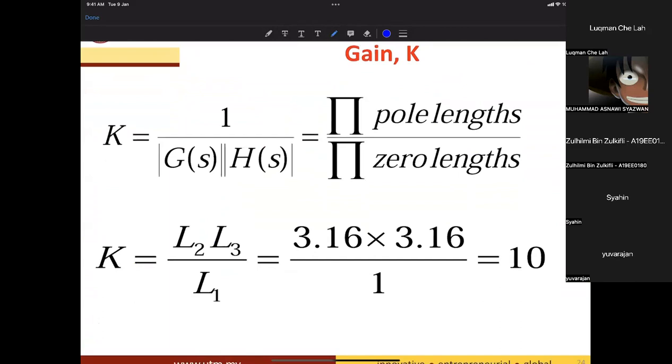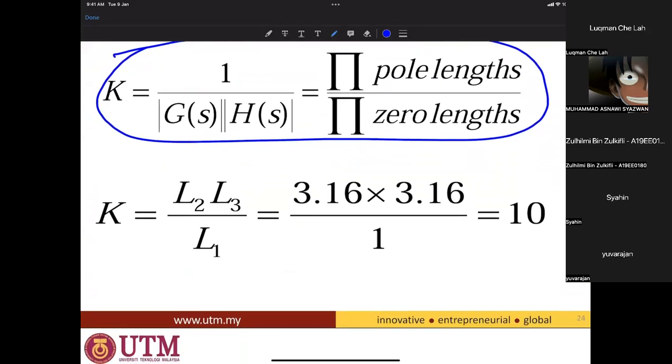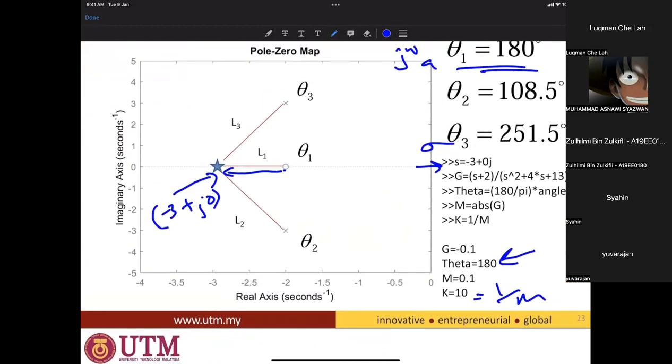So please remember this formula. Okay, please remember this formula in your heart. It's not given. So how do we calculate the gain by calculation? 3.16 multiplied by 3.16, divided by 1, is equal to 10. Okay, is equal to 10.